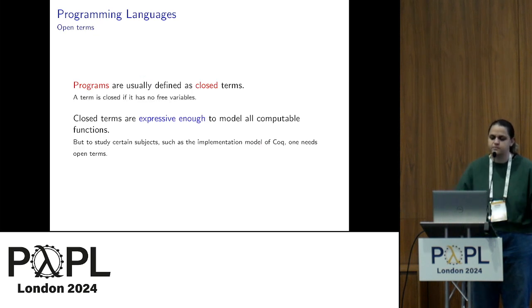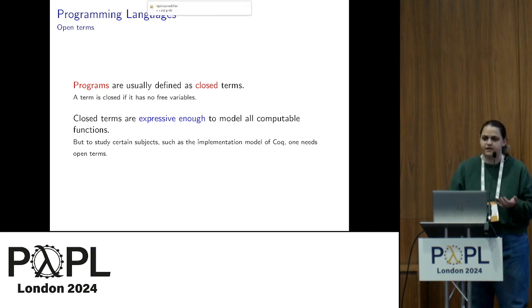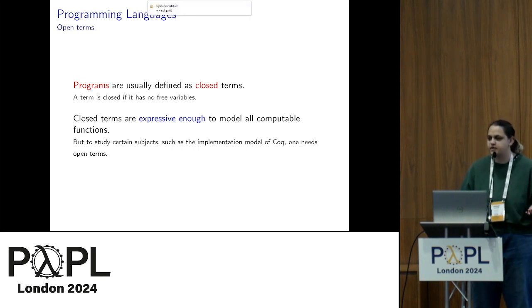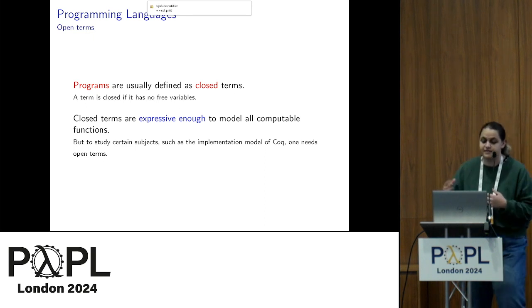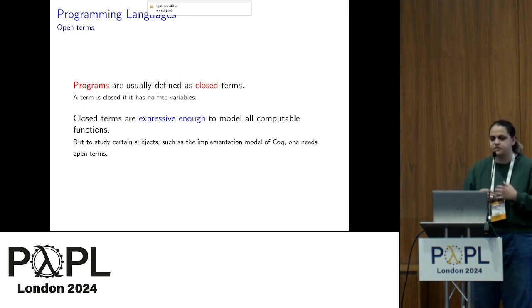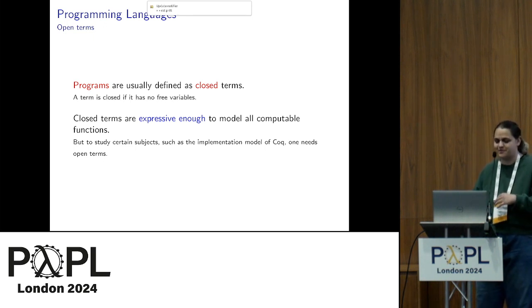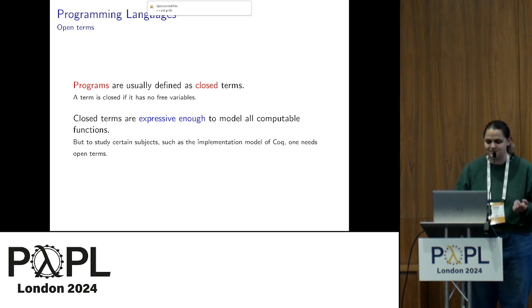If we go towards programs, programs are usually defined as closed terms. A closed term is a term with no free variables. You can only study closed terms for many subjects, and they are expressive enough for the modelization of all computable functions, or partial recursive functions. But to study certain subjects, you need to really consider open terms, so not only closed terms, but any term. And we'll see that in the notion of normal form bisimulations, you need to study open terms.